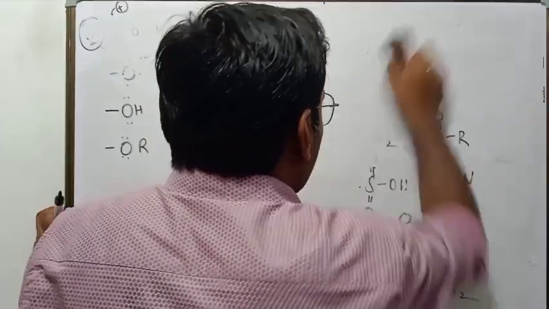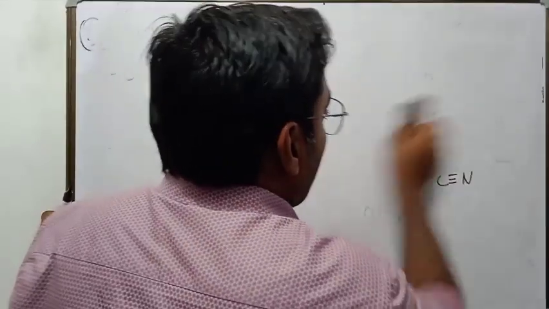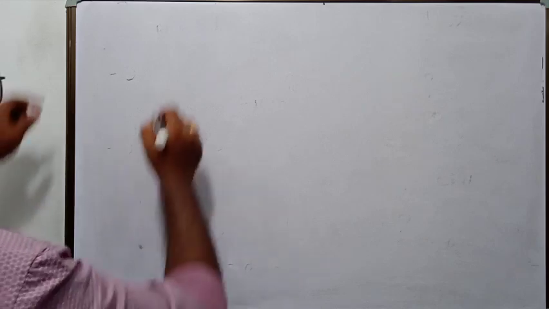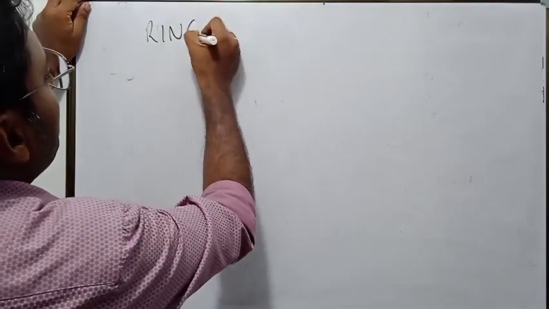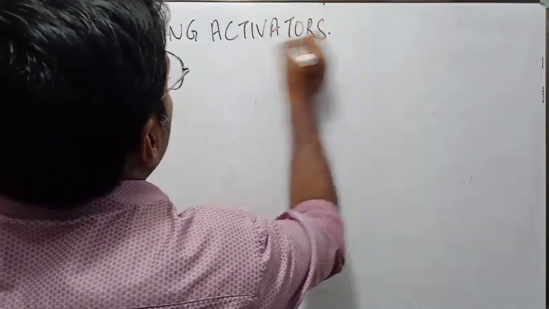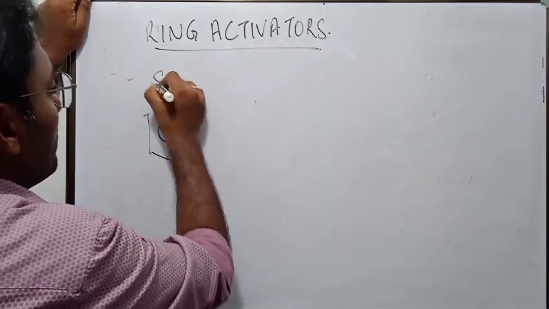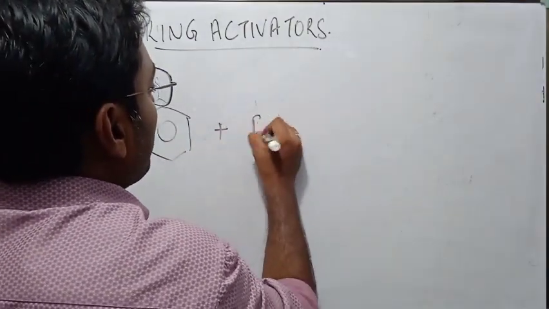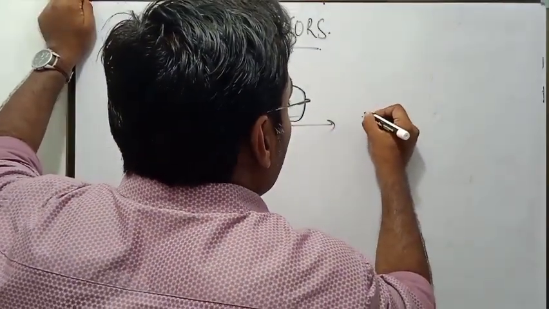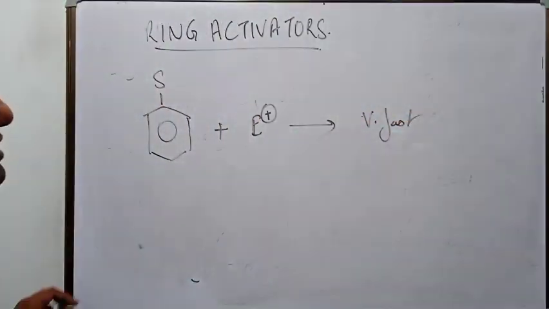There is another categorization, that is ring activator and ring deactivator. Let us understand that concept. Ring activators. What are ring activators? Some primary substituents make the benzene ring more reactive to electrophile attack, the reaction would take place very fast, right? Maybe 30 times faster than original benzene itself.